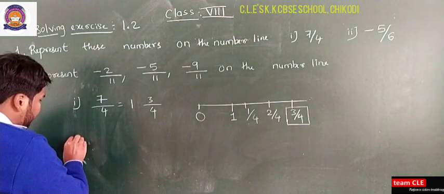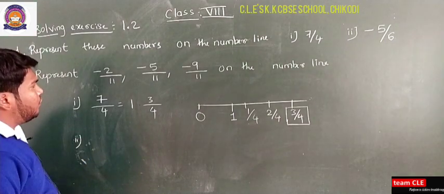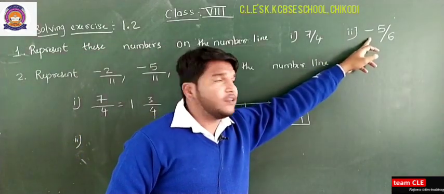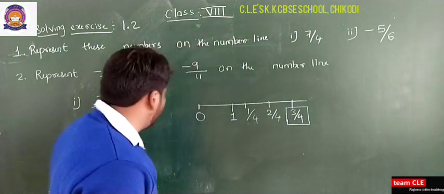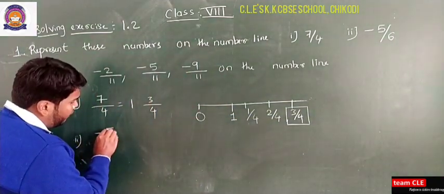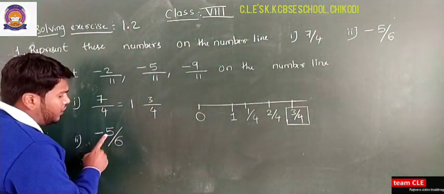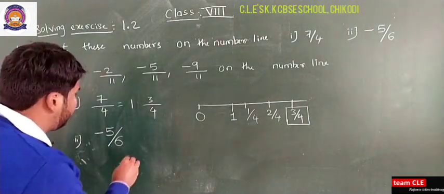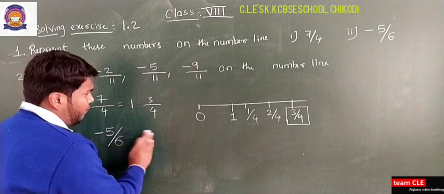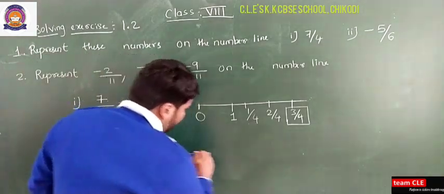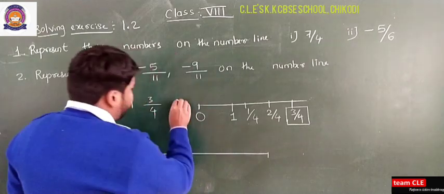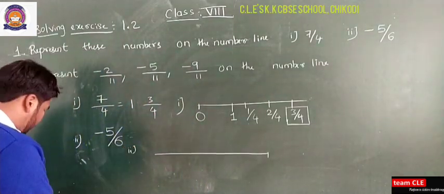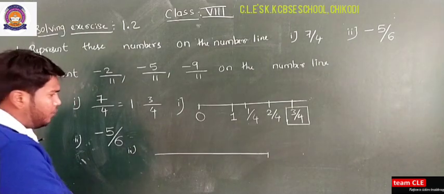Second one, you are going with this one. The next example you have is minus 5 by 6. Here you can see the numerator is less than the denominator. As it is a proper fraction, you can represent it on the number line. So I draw this number line. This is the first one, and now I am going to solve the second one.